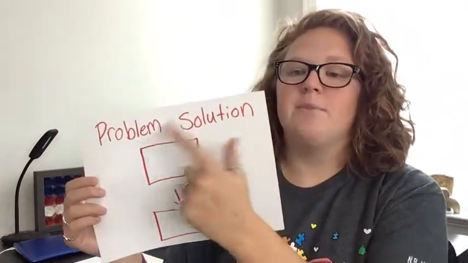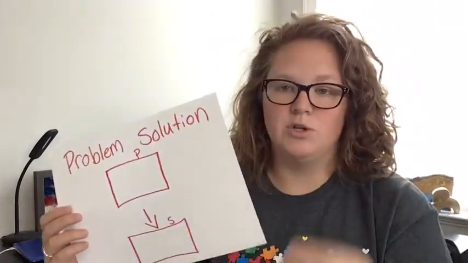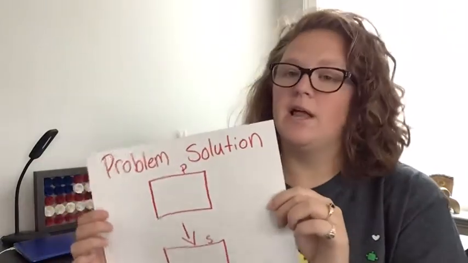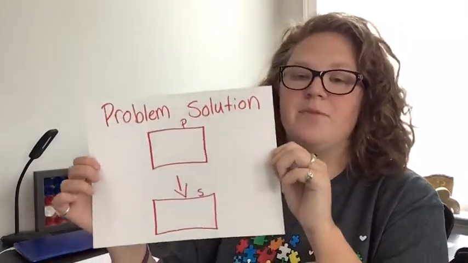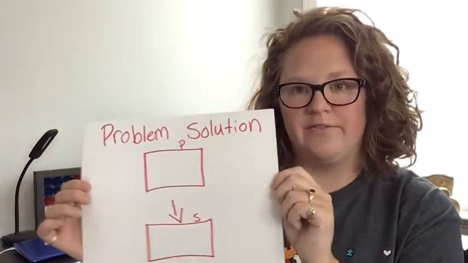But if you notice that in problem and solution, there is a distinct problem and then there is a solution to solve that problem. They could say that it's a problem or a challenge or something along those lines for a problem and solution instead of a cause and effect.